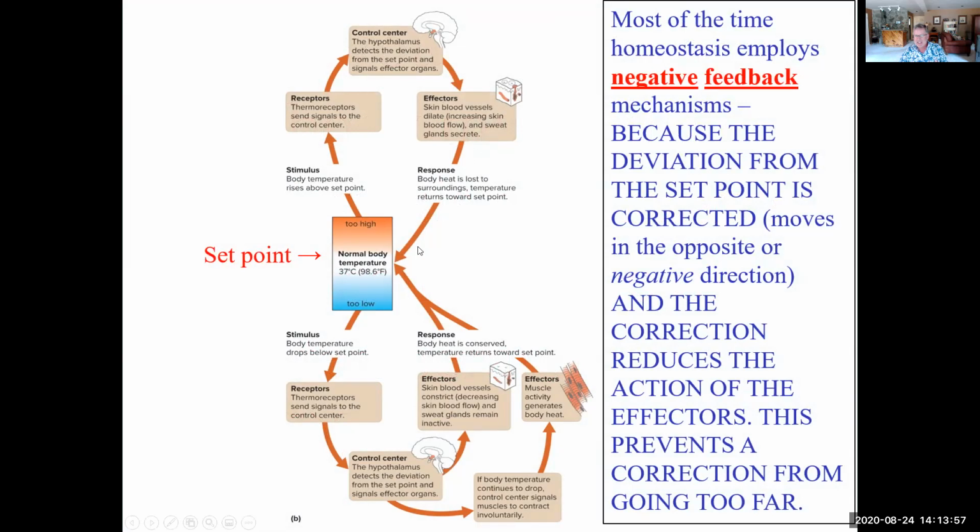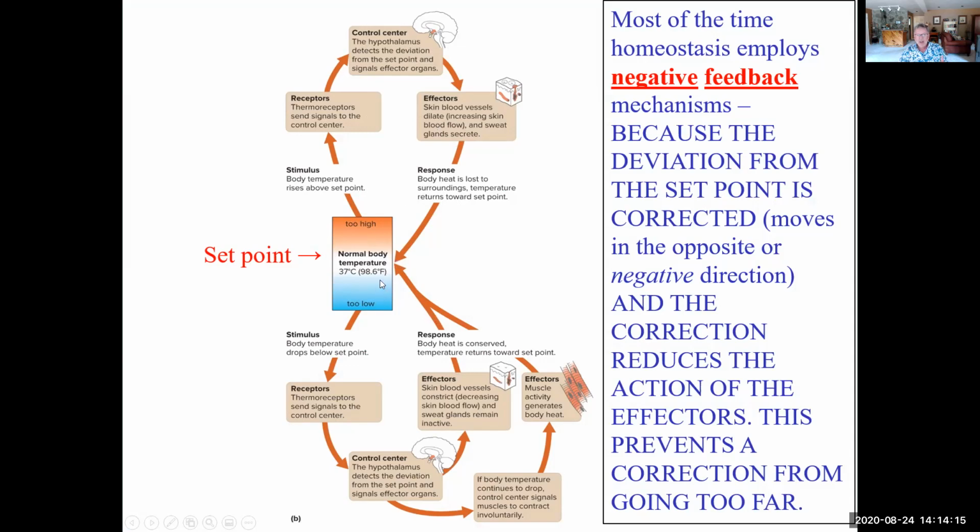And those processes continue until eventually we bring that body temperature down to the desired 37 degrees Celsius, at which case we can then not stimulate those receptors. They don't need to be stimulated because we're at where we want to be. And so this sort of begins to shut down.